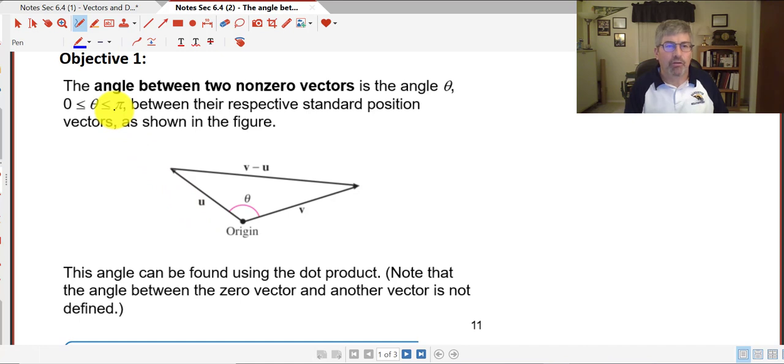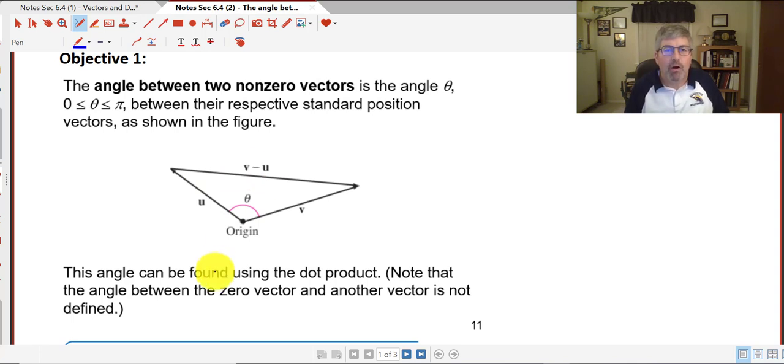Our first objective: the angle between two non-zero vectors is the angle theta, when theta is between 0 and pi inclusive, between their respective standard position vectors as shown in the figure. We've got two vectors, vector u and v, and our angle theta is between those two vectors, and the vector connecting those here is v minus u.